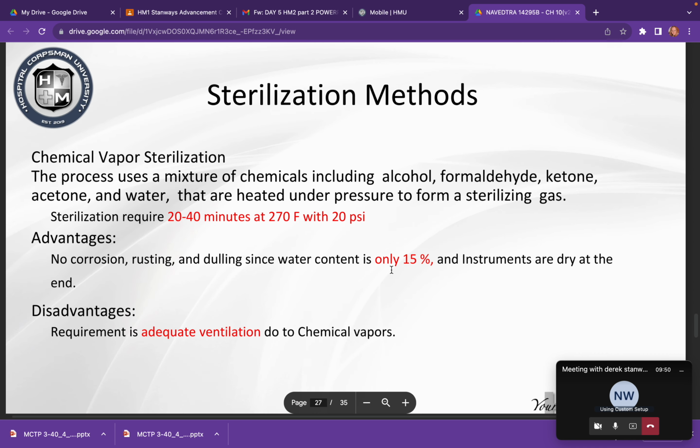Chemical vapor sterilization. The process uses a mixture of chemicals, including alcohol, formaldehyde, ketone, acetone, and water that are heated under pressure to form a sterilizing gas. Sterilization requires 20 to 40 minutes at 270 degrees Fahrenheit with 20 psi. Some advantages are there's no corrosion, rusting, and dulling since water content is only 15%, and instruments are dry at the end. Disadvantages, it requires adequate ventilation due to chemical vapors. Put a star next to adequate ventilation because that's usually what's going to be associated with chemical vapors on the test. Makes sense.